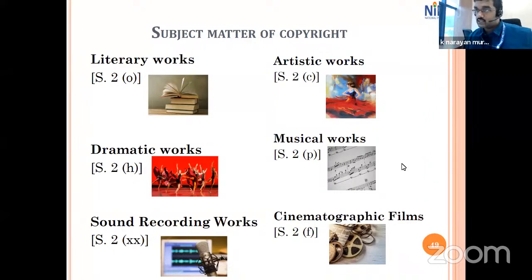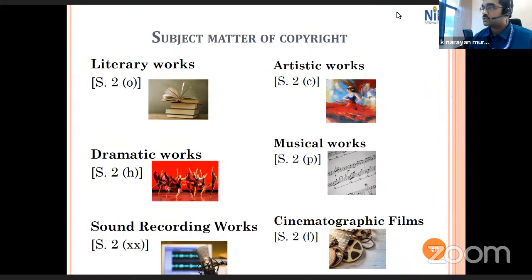So what is copyrights? Copyright is literary works. Literary works, maybe a novel published by Chetan Bhagat, or a novel published by say Khushwant Singh would fall under literary works. Dramatic works, sound recording works, artistic works. Artistic works may be the painting done by M.F. Hussain. It will come under artistic works. Musical works would be work done by A.R. Rahman. He has composed on YouTube. So it will come under musical works. Cinematographic films also come under copyright.